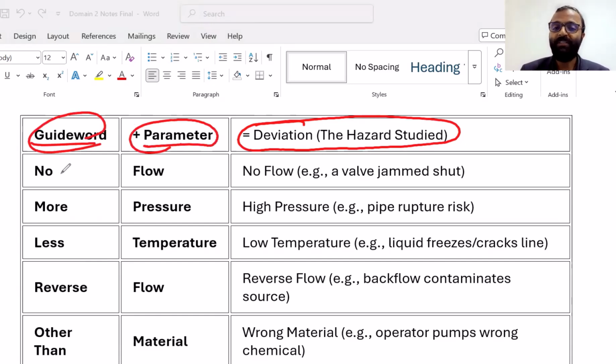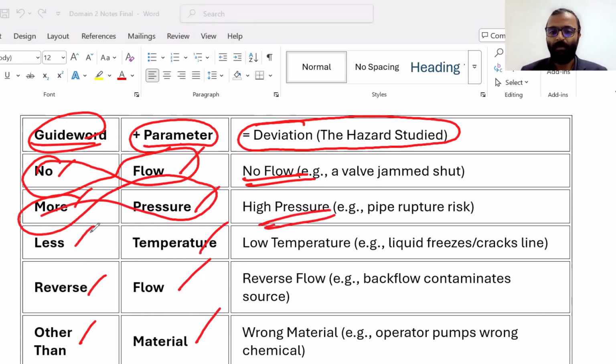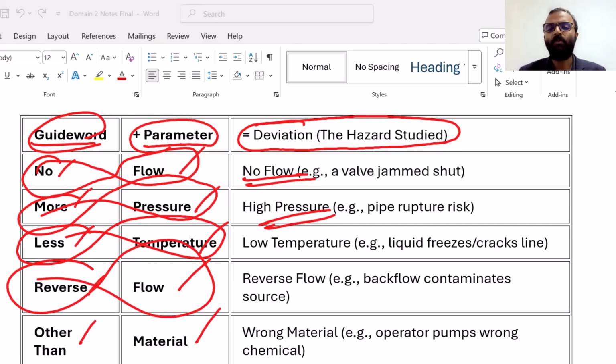approach. So guide word is what? No, more, less, reverse, other than. Parameter means what? If a pump is working, what are the parameters of the pump? Flow, pressure, temperature, and material. So for example, no flow means what? Inside the pump there is no flow. So what all problems can come? If there is more pressure inside the pump, what can happen? If the temperature is less, what can happen? If there is reverse flow, or other materials are used, what can happen?